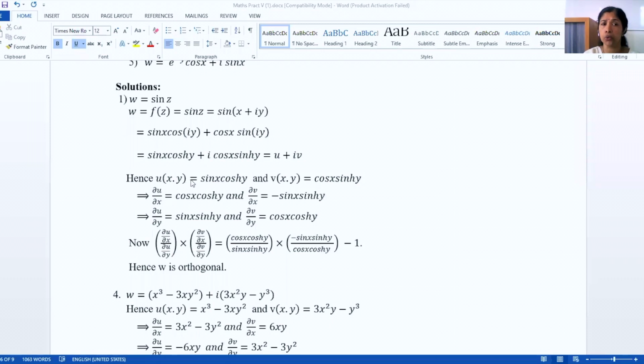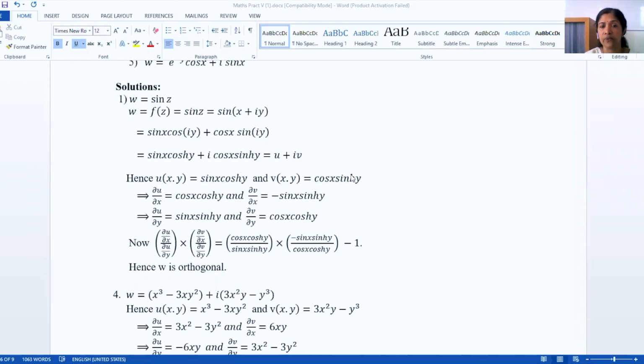So now what you do is you take the partial derivative of u with respect to x. How do we take it? We keep y constant and differentiate only sin x. So cos x cos hy. And then the partial derivative of u with respect to y, which is sin x sin hy. Similarly, we will find the partial derivatives of v with respect to x and y.